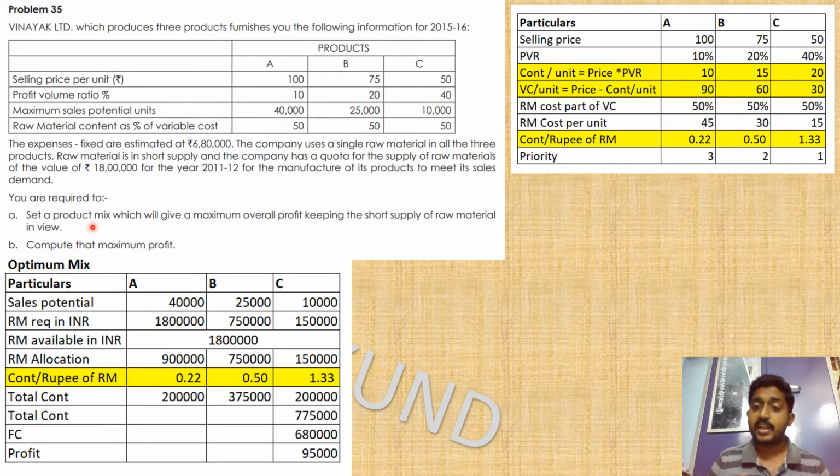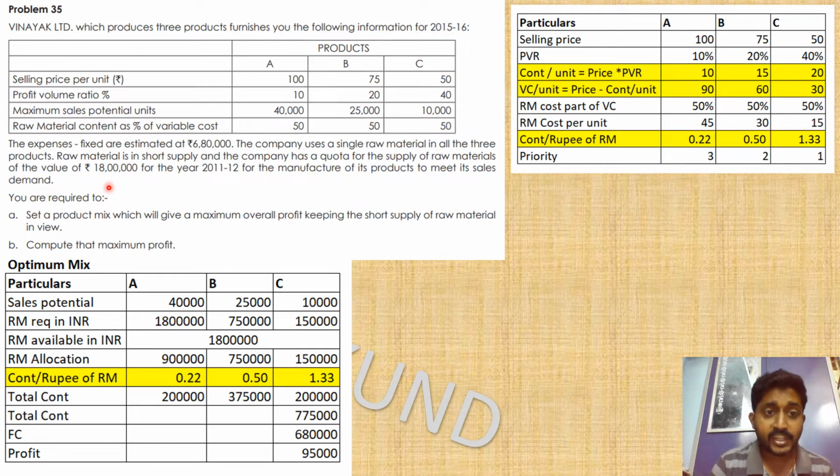Accordingly, we have to find. In the limiting factor raw material problem which we saw earlier, what we used to find is contribution, and then we will find contribution per kg of raw material. Whichever is higher, we will give first priority to that product and manufacture it, so that the overall profitability of the company is good.